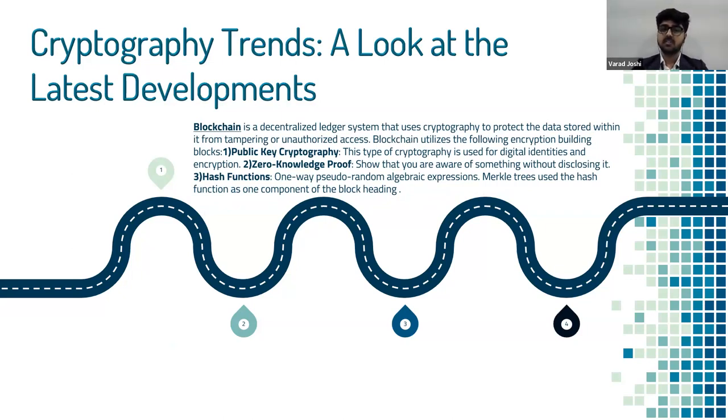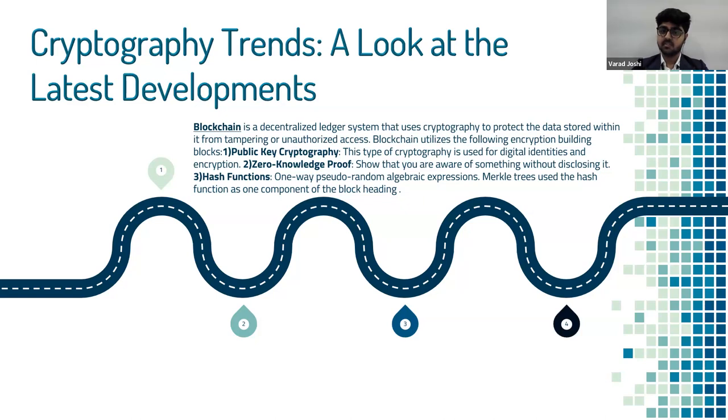The second method is the zero knowledge proof. In this type of cryptography method, the data can be processed in an encrypted form only. There is no need to decrypt the data and then process it. This makes the data processing more time efficient.